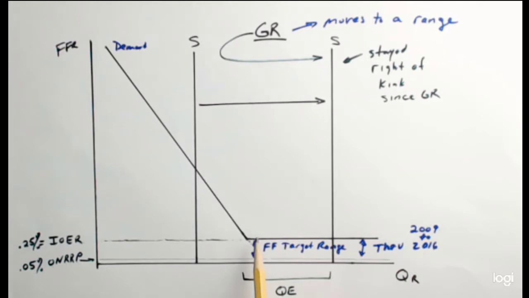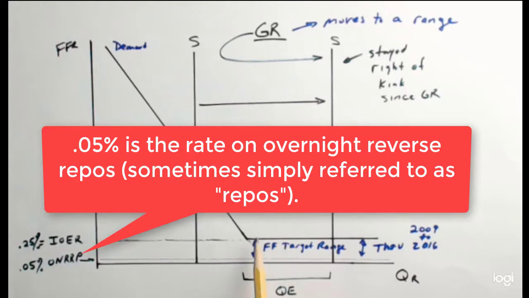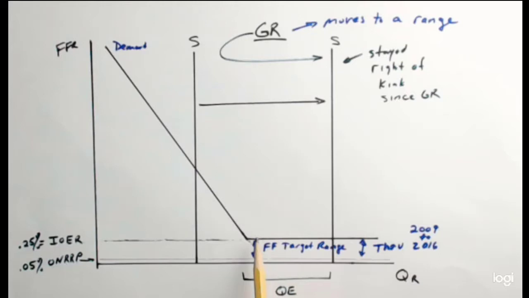So while interest on excess reserves doesn't pertain to government-sponsored enterprises and money market mutual funds, those funds and government-sponsored entities can participate in overnight reverse repos with the Fed and therefore earn that 0.05% on reverse repos. I will explain what an overnight reverse repo is in a moment.